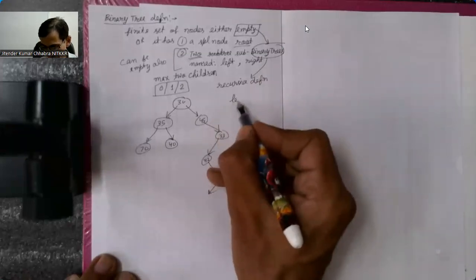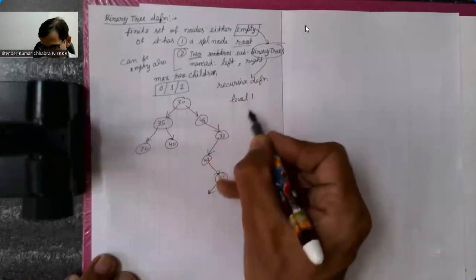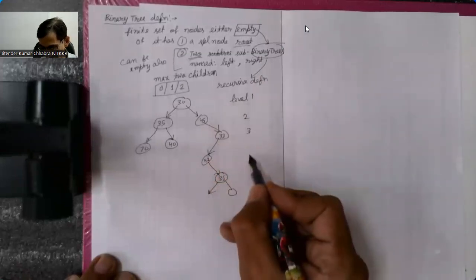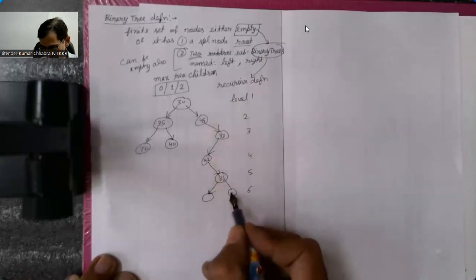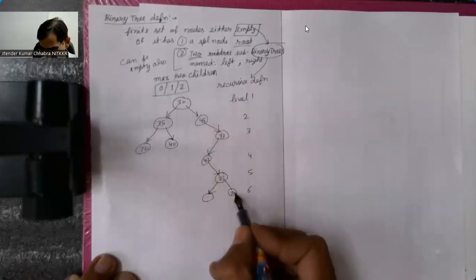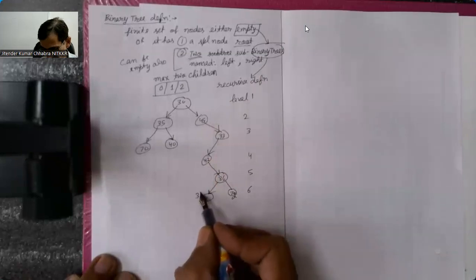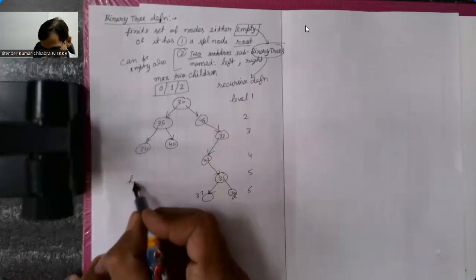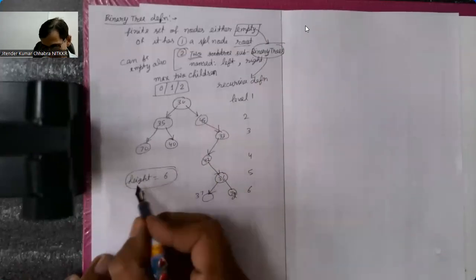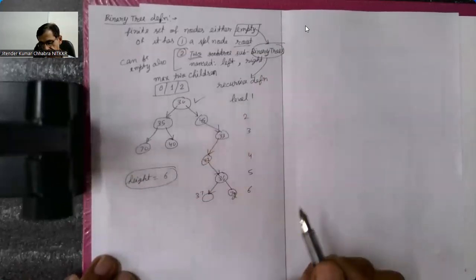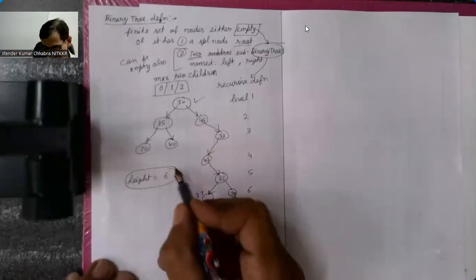So this is your level 1, level 2, level 3, level 4, level 5, level 6. Say 72 and let's say 37. So the height of the tree becomes 6. Degree is guaranteed to be 2 because my binary tree is there, so degree is already known.